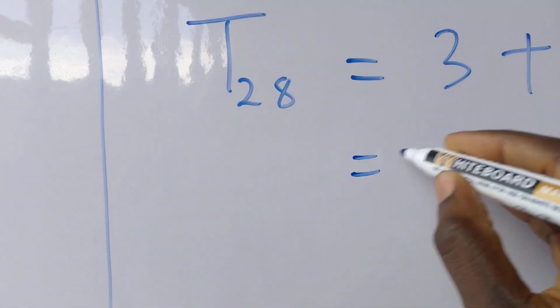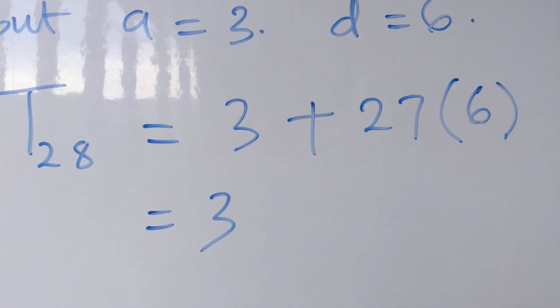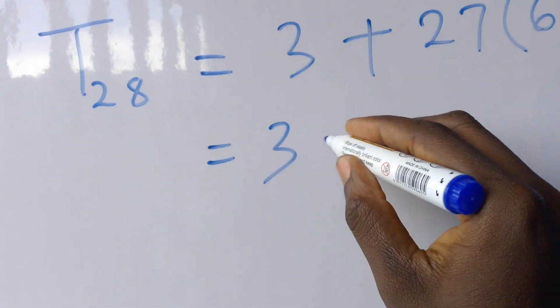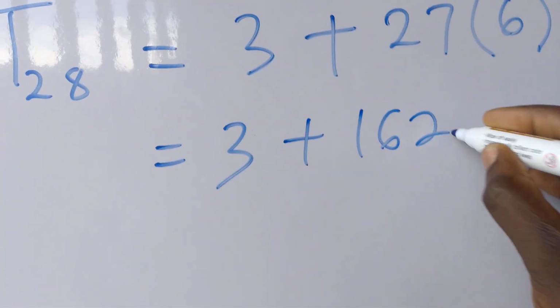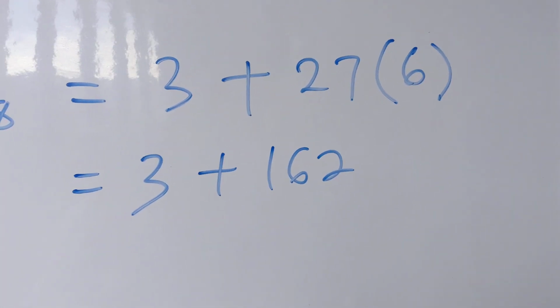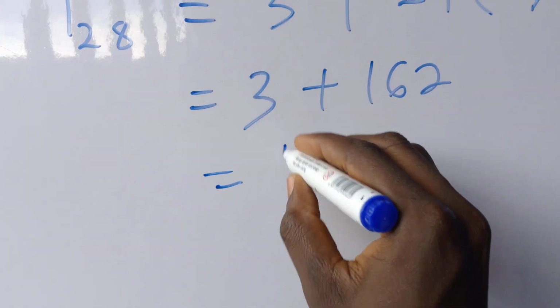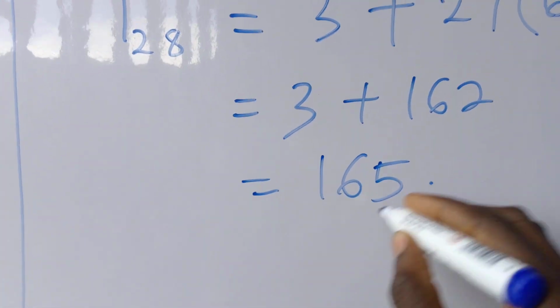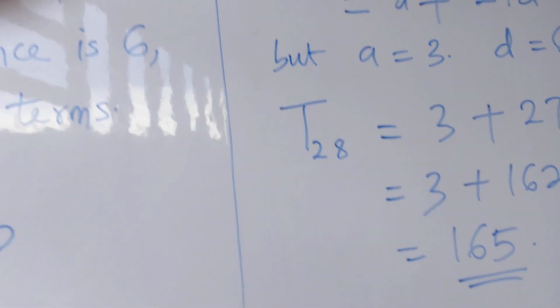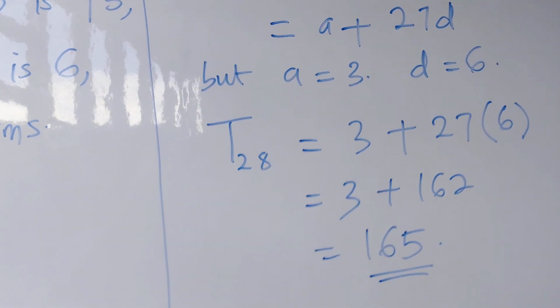And this now will be equal to 3 plus 162. When you multiply 27 times 6, it gives you 162. And when I add it now, I'll be having 165. Final answer, 165.